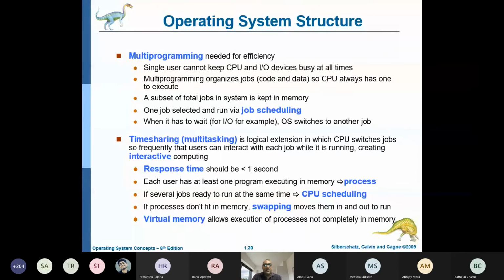Then each user has at least one program in execution, and a program in execution is called a process. You can see the difference between a program and a process. A program is the executable file; if it is in secondary memory or on disk, it's inactive. It's just a sequence of machine codes occupying some space.